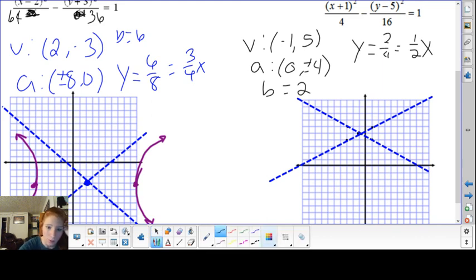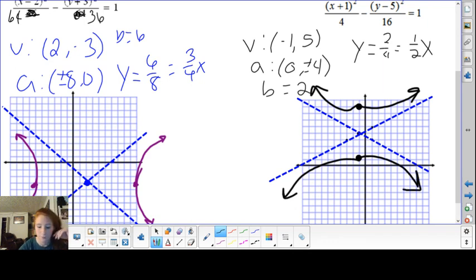Okay, so now we're going to go ahead and, since I'm going up and down 4, I'm just going to add 4. And 1, 2, 3, 4. Hey, we did it!